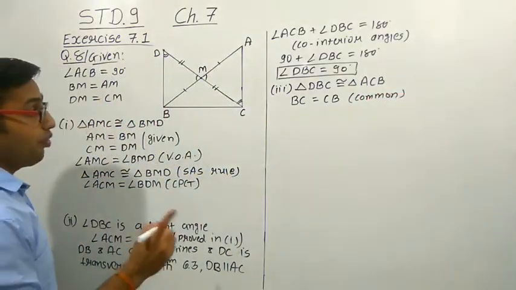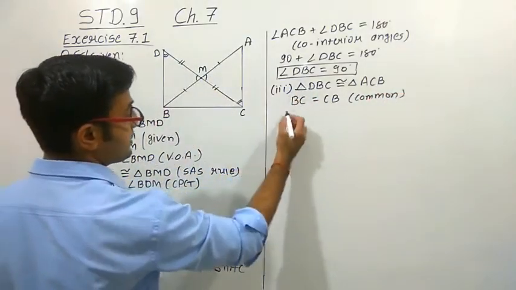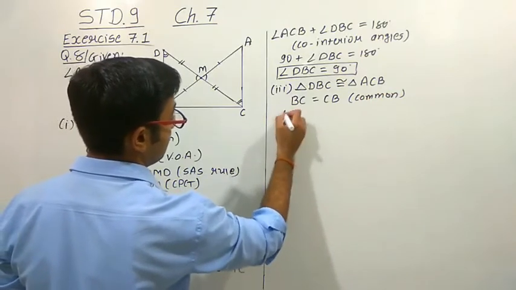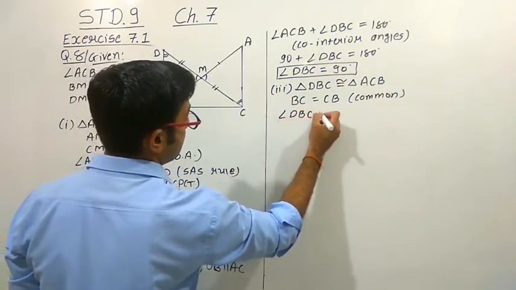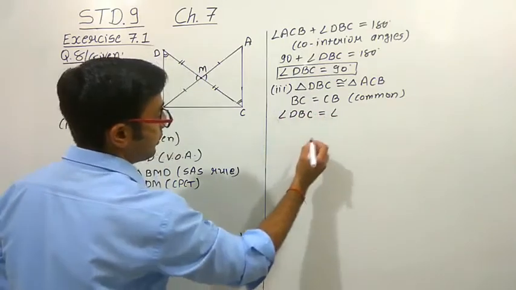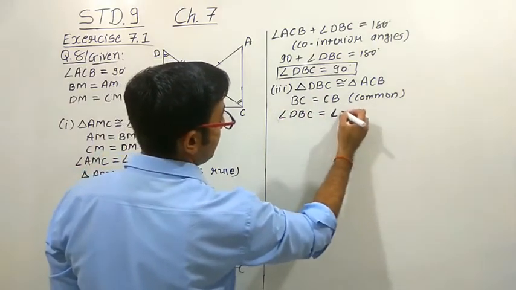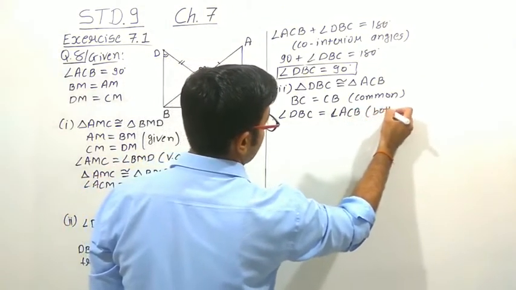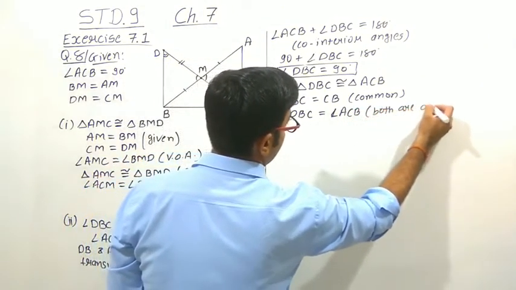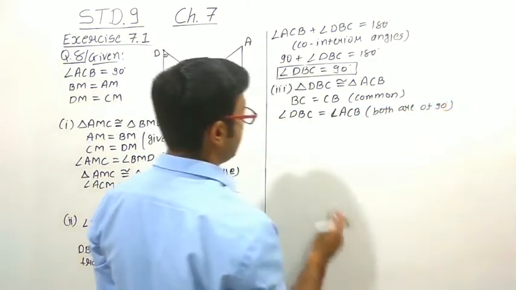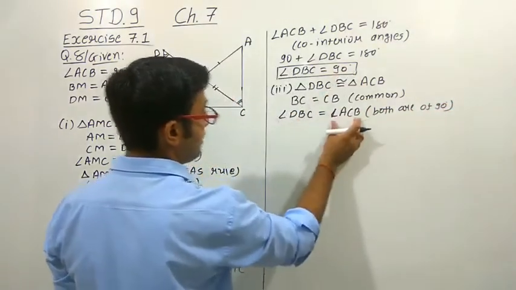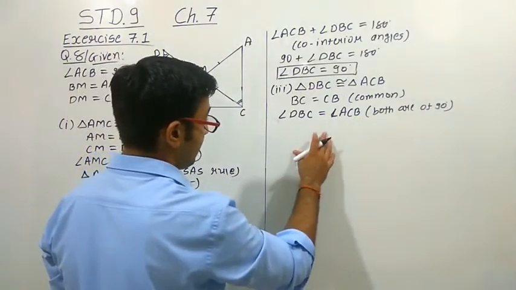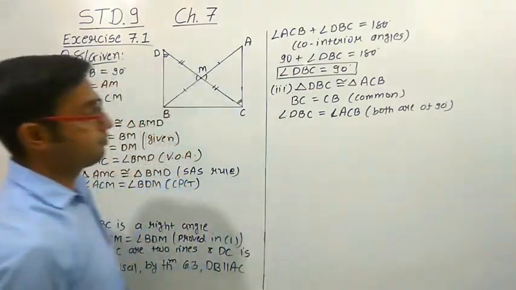Now one more thing, that is angle DBC. We have currently proved that angle DBC is equal to angle ACB. Both are of 90 degrees, right? This angle we have currently proved, and this ACB we already have given. So two conditions currently we have. Think about the third condition.